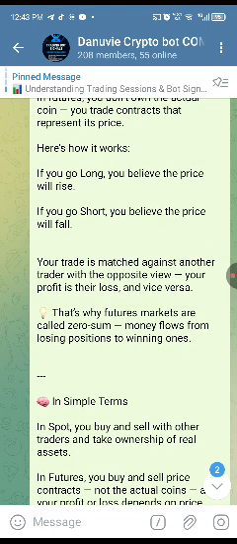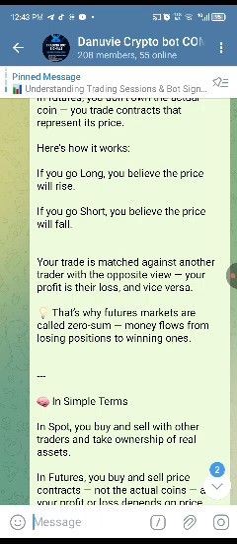So your trade is matched against another trader with the opposite view. Your profit is their loss and vice versa. So what this means is, if you are going long, you are buying a long contract, which means you expect the price to go up. And for any reason, the price begins to devalue, it starts coming down. The money you are losing is going to be paid to somebody who actually got it right in their calculation.